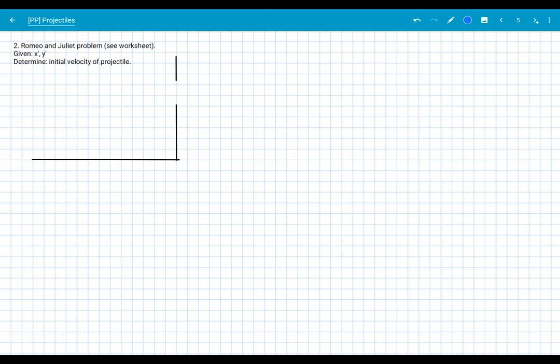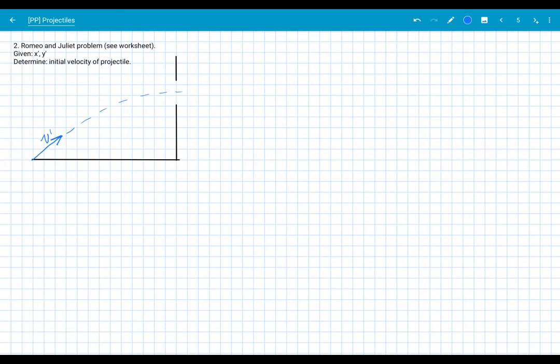Our brains love pictures, right? That's launched here, and we're not told anything about the initial speed, initial velocity, initial launch angle, nothing there. I'm going to go ahead and just call this V prime. I don't know anything about it, but I got to call it something.